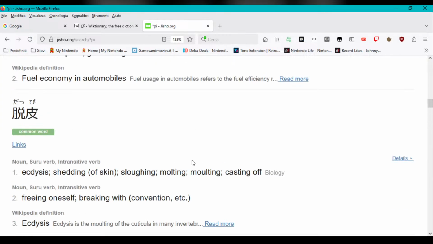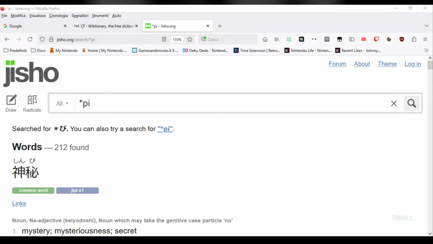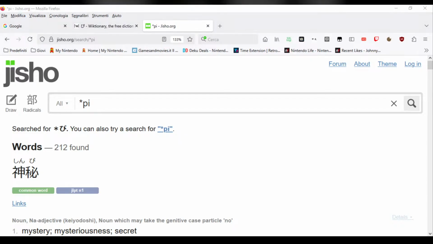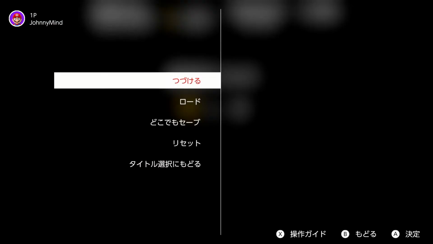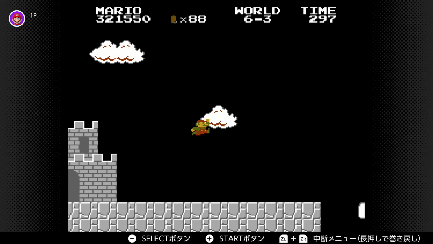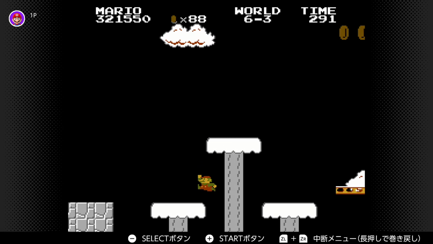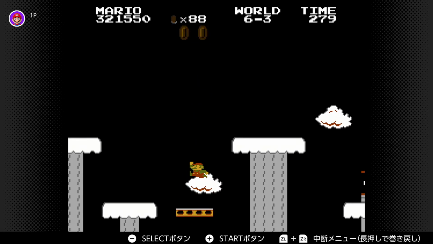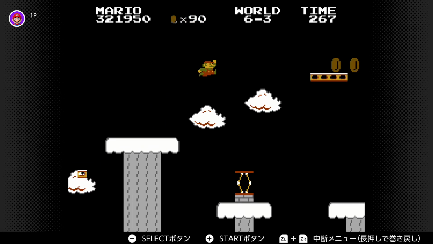Yes, this is an example for this word. Okay. Everything seems to be all right, and so we can go back to Super Mario Bros. World 6-3, and start the snowy. Not sure if that's the actual definition, but let's call them like that.